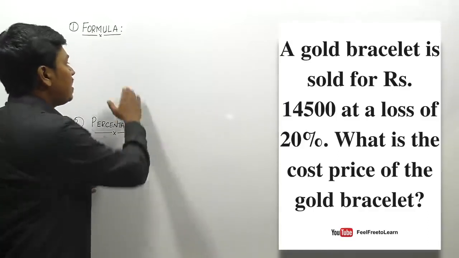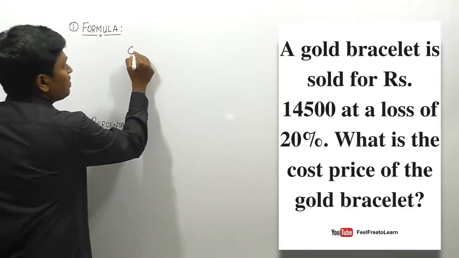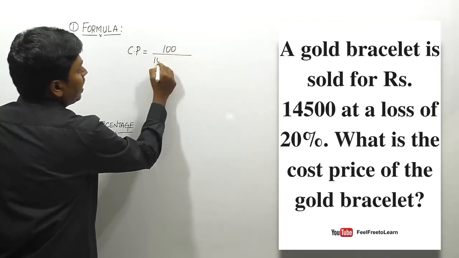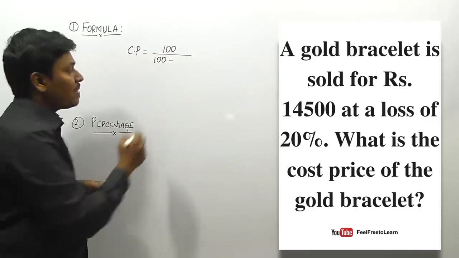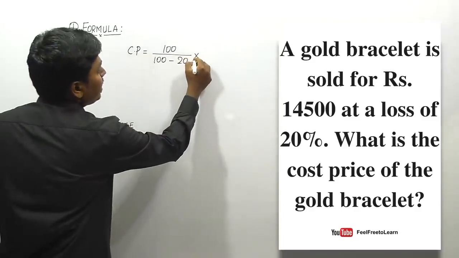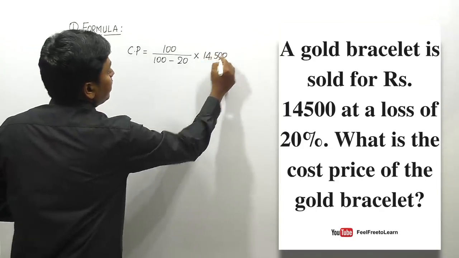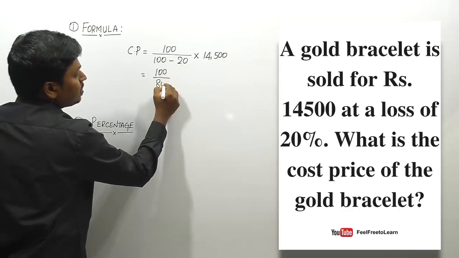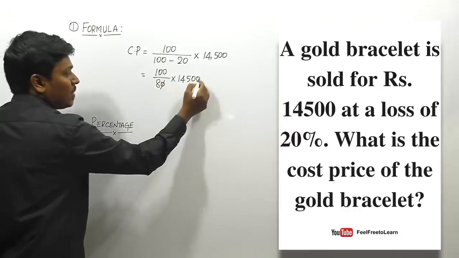So friends, first of all, let me solve this question by using the formula method. Our target is to find the cost price. So cost price is equal to 100 divided by 100 minus loss percentage, into selling price. Here the loss percentage is 20, so 100 minus 20, into the selling price, which is 14,500. So 100 minus 20 will be 80, into 14,500. I think we can cancel 0 and 0.